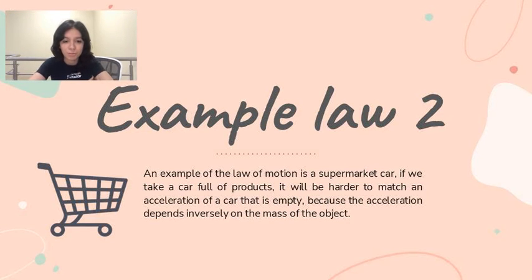Example of law number 2. An example of the law of motion is a supermarket car. If we take a car full of products, it will be harder to match an acceleration of a car that is empty, because the acceleration depends inversely on the mass of the object.